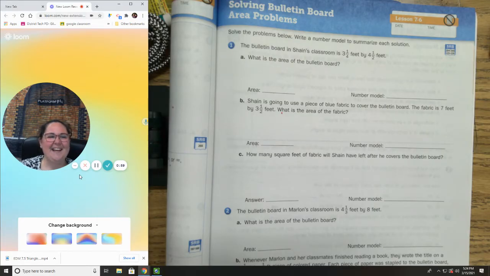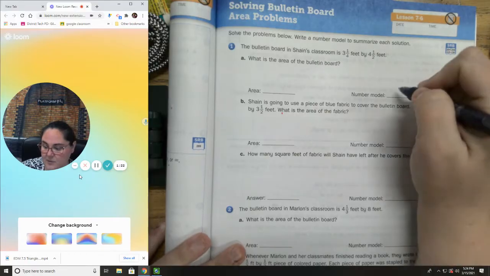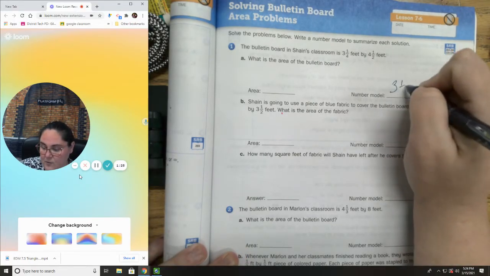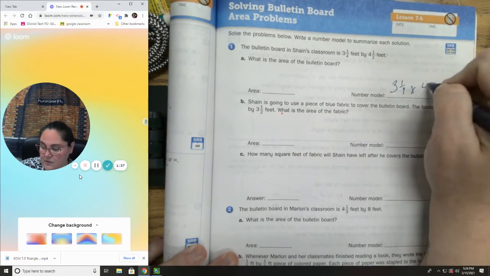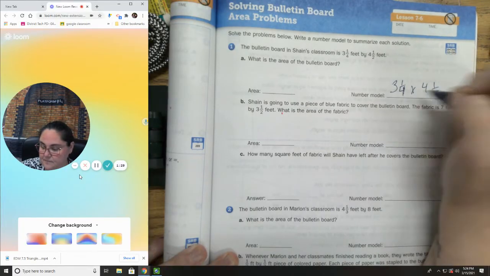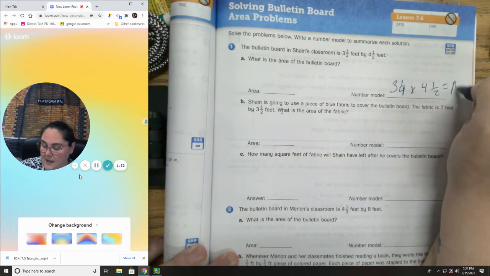Here we go. It says, solve the problems below. Write a number model to summarize each solution. The bulletin board in Shane's classroom is 3 1/4 feet by 4 1/2 feet. What is the area of the bulletin board? Well, my number model is easy. I know I do length times width. So 3 1/4 times 4 1/2 equals A.